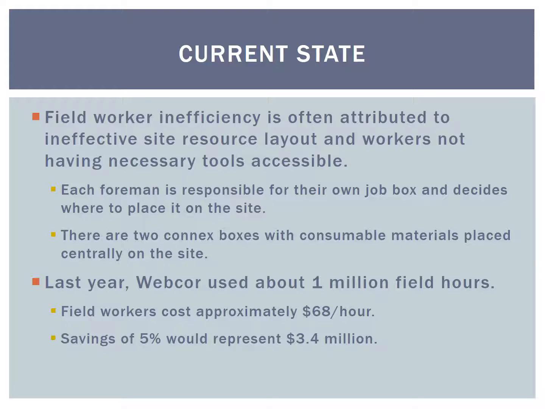Currently, each foreman on the site is responsible for their own job box, which includes tools they use on a regular basis, such as saws or drills, and each foreman decides where to place their own job box on the site. There are also 2 Conex boxes with consumable materials that are placed centrally on the site for all of the foreman teams to use.